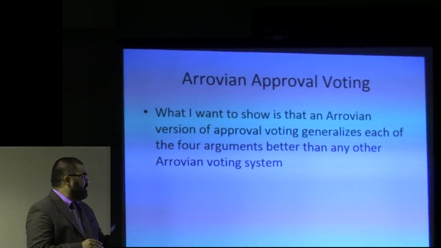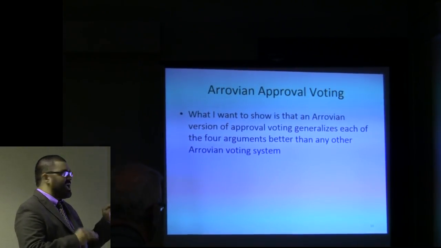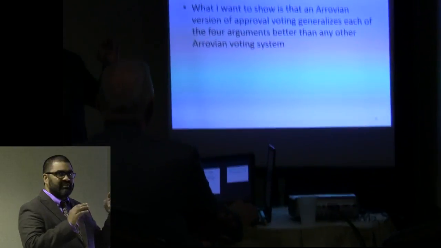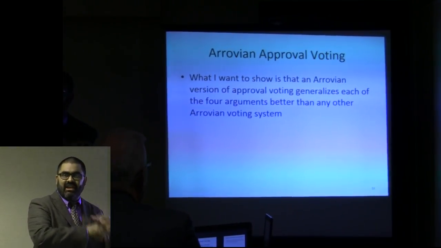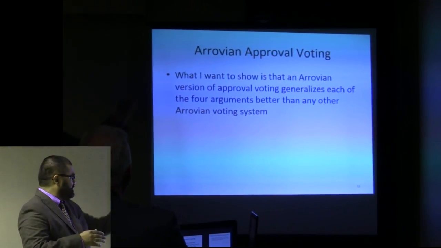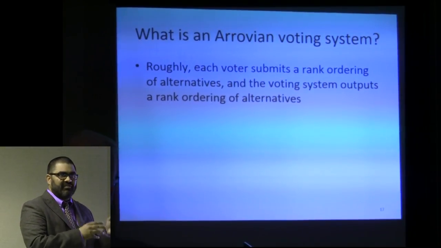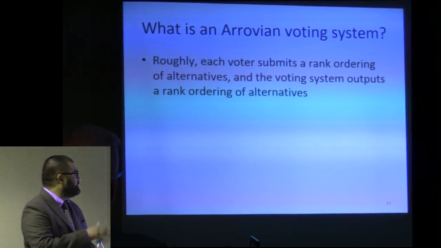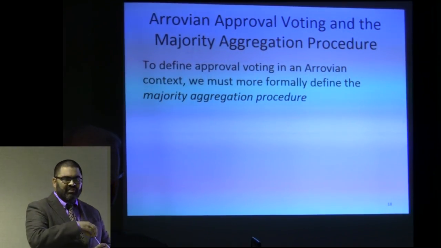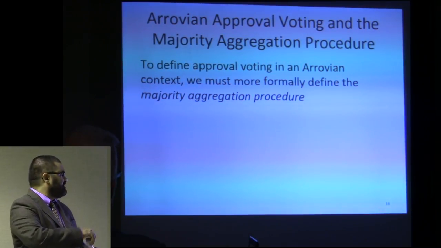What I want to show is that an Arrovian version of approval voting generalizes each of the four arguments better than any other Arrovian voting system. One reason I have to define it in Arrovian terms is so I can make the claim that it's better than any other Arrovian voting system. So what is an Arrovian voting system? Basically, each voter submits a rank ordering of alternatives, and the output is a rank ordering of alternatives. We also need to define a majority aggregation procedure to define the Arrovian version.